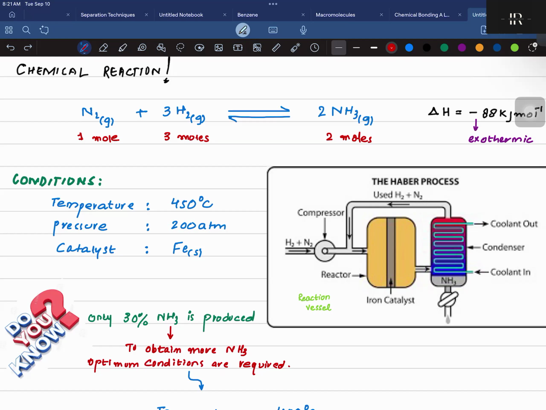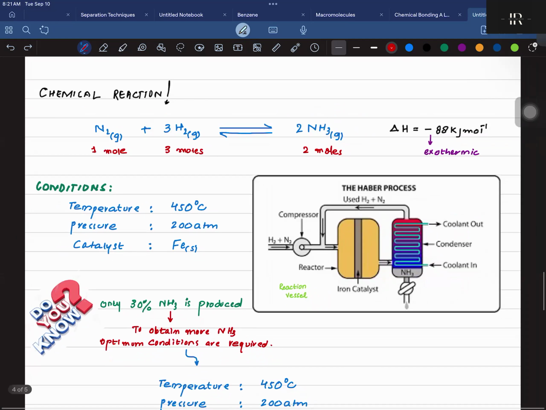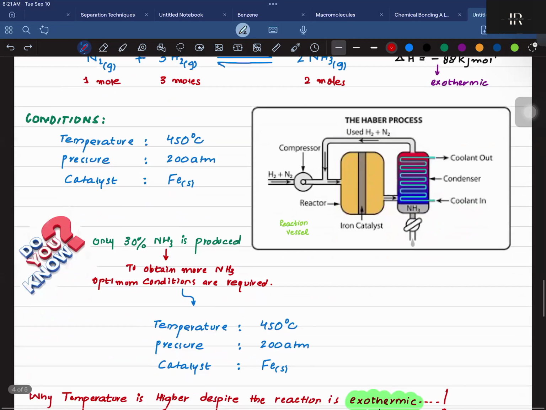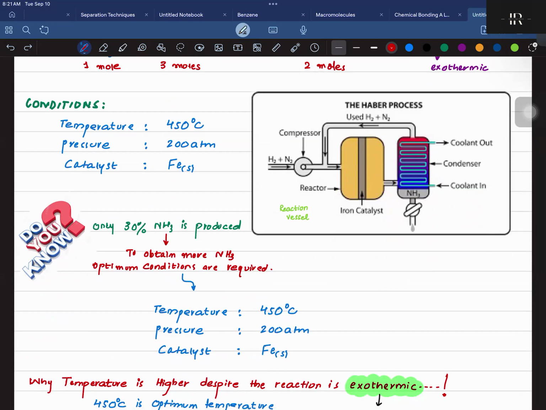Then we have temperature change as well. First of all, we have to see whether we have an exothermic or an endothermic reaction. Then we have used a catalyst, and I told you the catalyst has no effect on equilibrium; it just increases the rate of reaction by lowering the activation energy. So these are the optimum conditions: 50 degrees Celsius, pressure of 200 atmospheres, and the catalyst is iron.